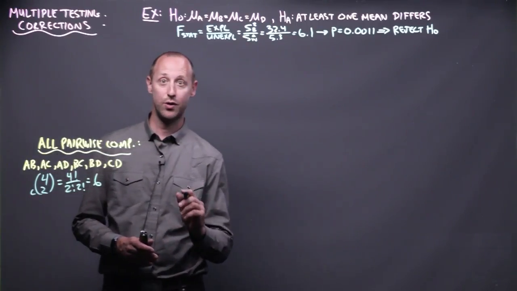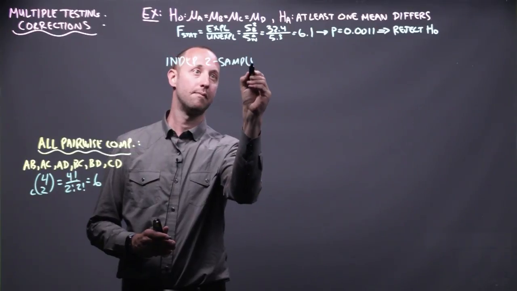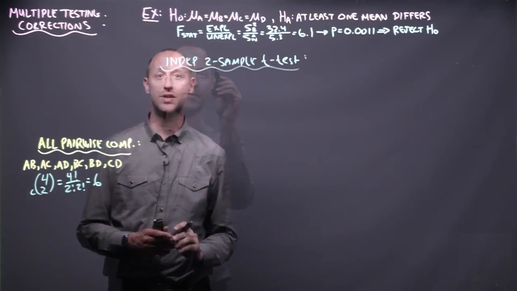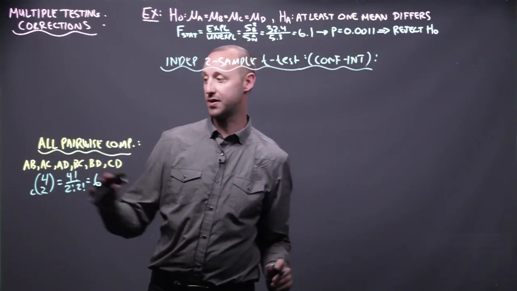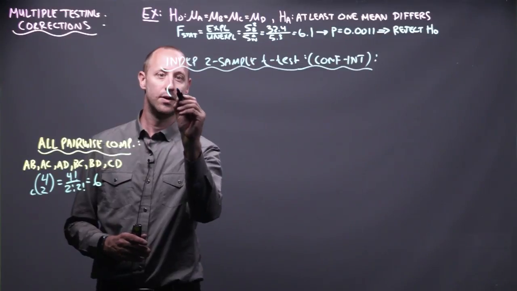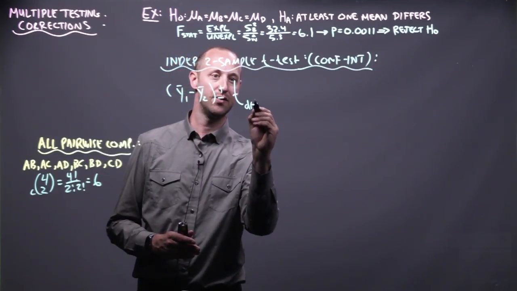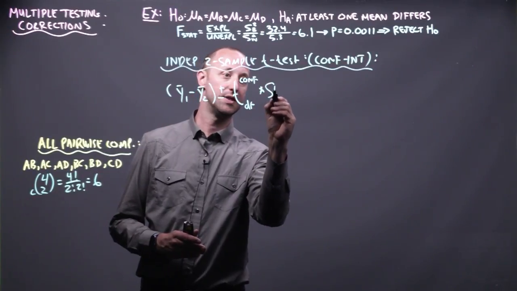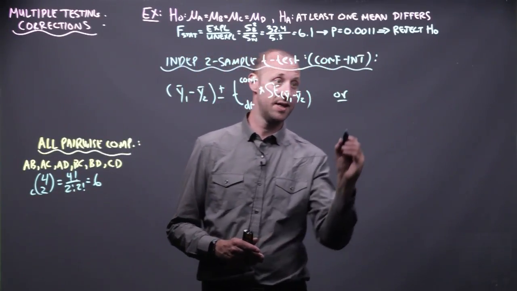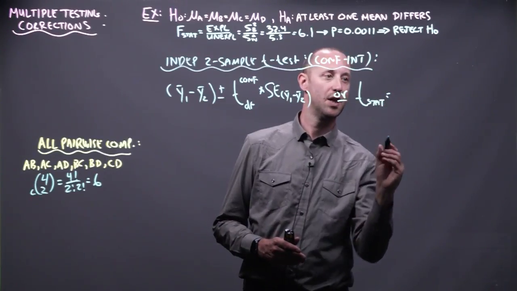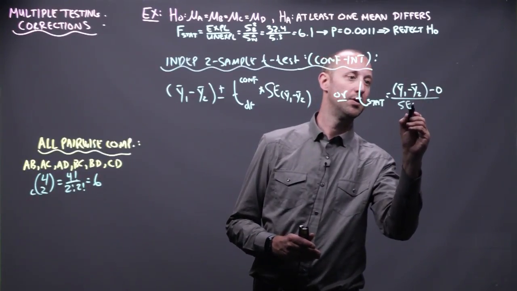In order to do this, we're going to use our independent 2-sample t-test type approach. We can do a t-test or a confidence interval comparing each of the pairs, AB, AC, AD, and so on. We can either look at the difference between group 1 and group 2, plus or minus a t value, which has some degrees of freedom and some confidence level, times the standard error for the difference in means. Or we can do the hypothesis test and calculate a test statistic that tells us how far the difference in means we observed is from the hypothesized value in terms of a standard error.